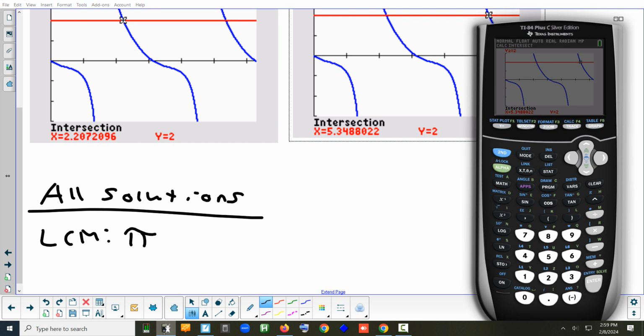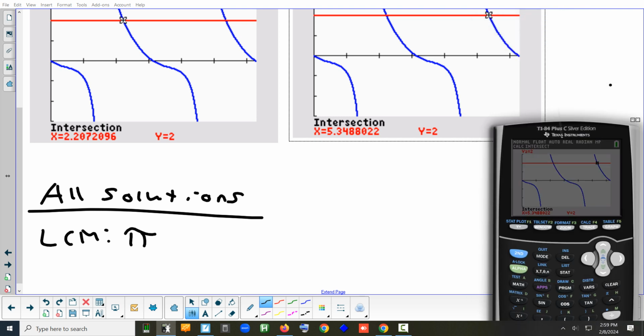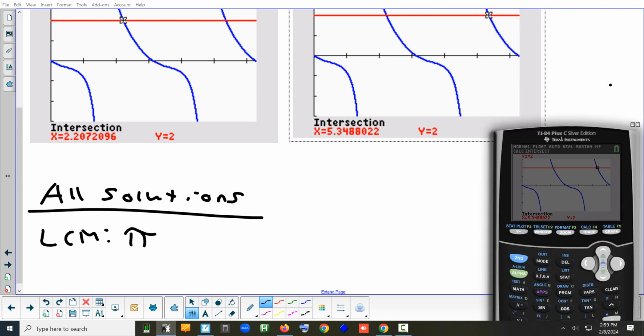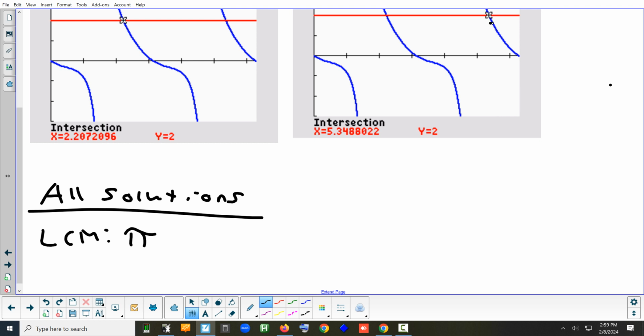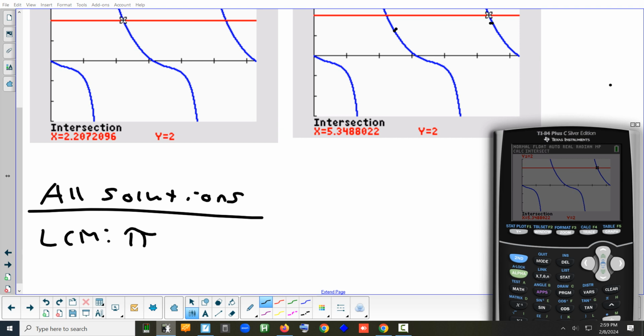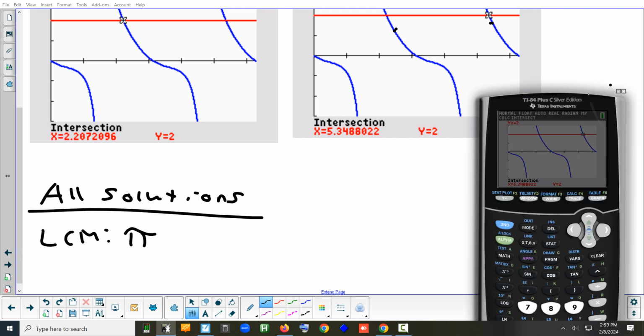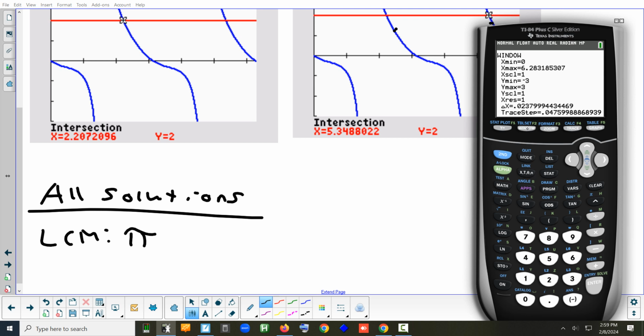Because you only want to find the solutions in one cycle. In the last problem, we found the same answer in 2 different cycles. This answer is a repeat of that one. That's what they wanted, so that's what we did. But when you're doing all solutions, you don't want to list repeats. So to avoid repeats, set your window to 1 cycle. Hit graph. You're going to find the intersection, which we already know. It's going to be the first one, 2.21.